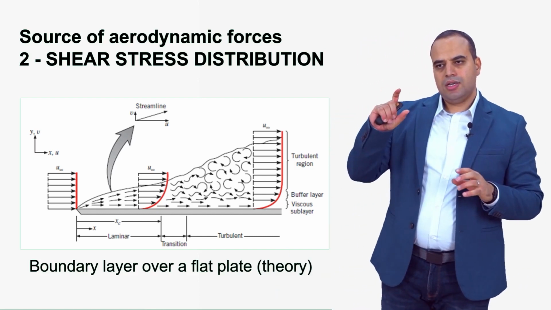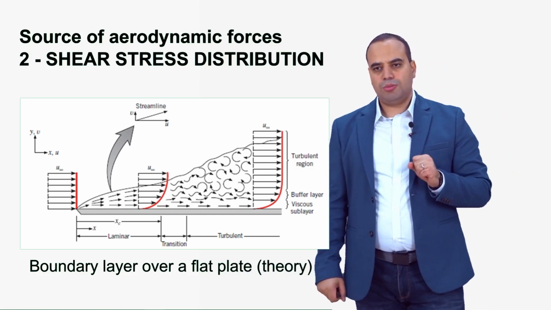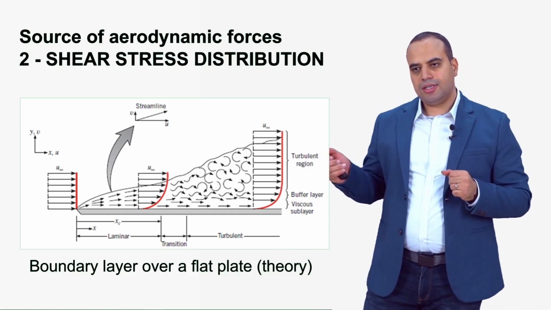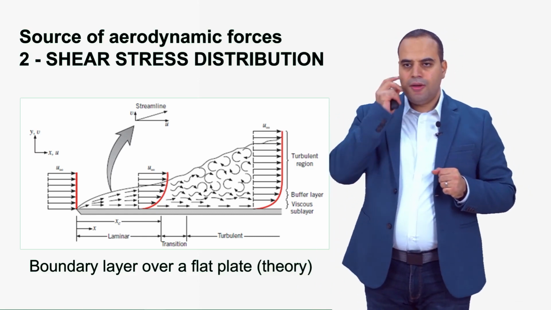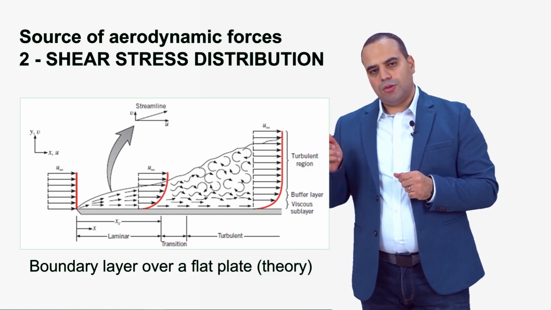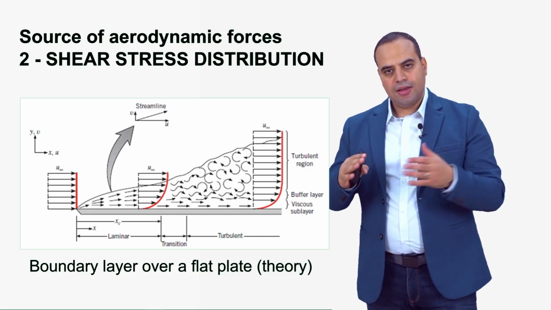It's in fact a very small region just on the surface of the object. And this is a flat plate, just to exclude the pressure distribution and understand only the shear stress distribution. So here we can see that on the surface of the plate itself, the motion of the gas stops, right?